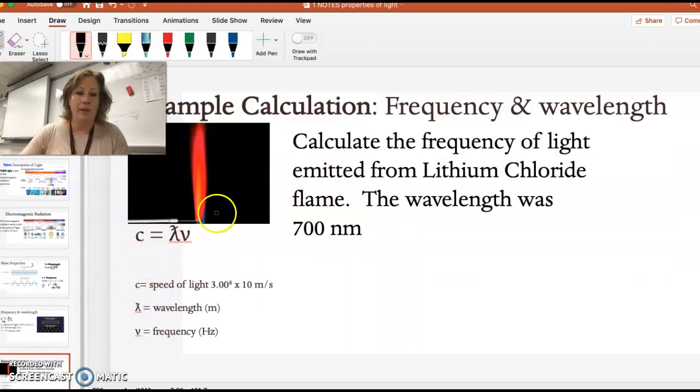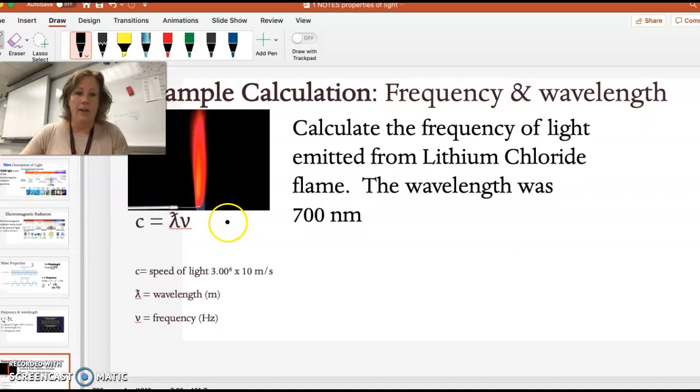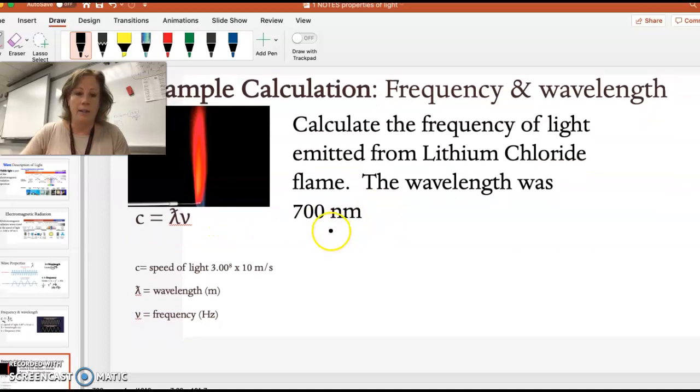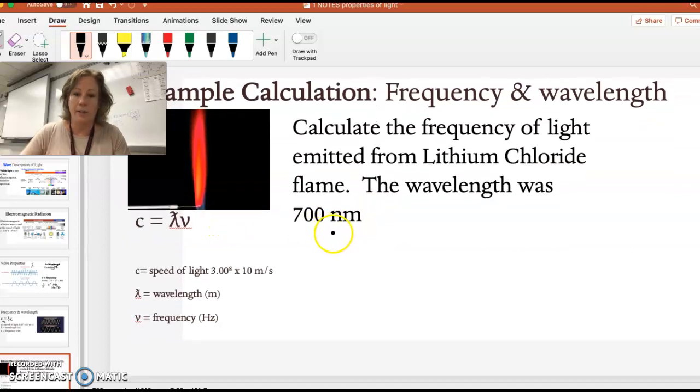So here's an example calculation. I'm going to let you think about what is given and what we're looking for for a second. In the question, they're telling us that the wavelength is 700 nanometers. I think this was one of them that you saw in the demo that I did, lithium chloride. And the question is asking for frequency.